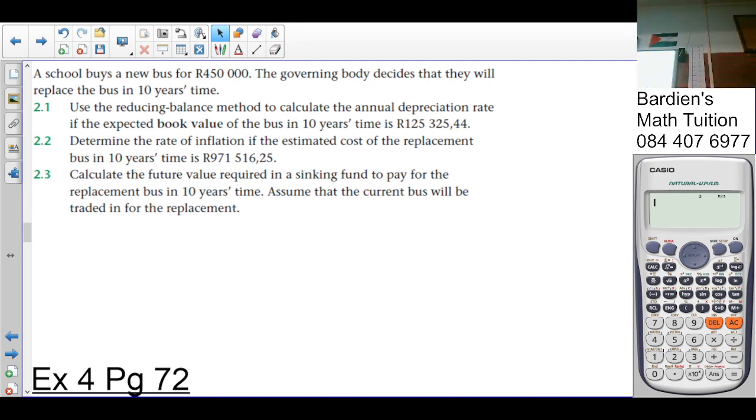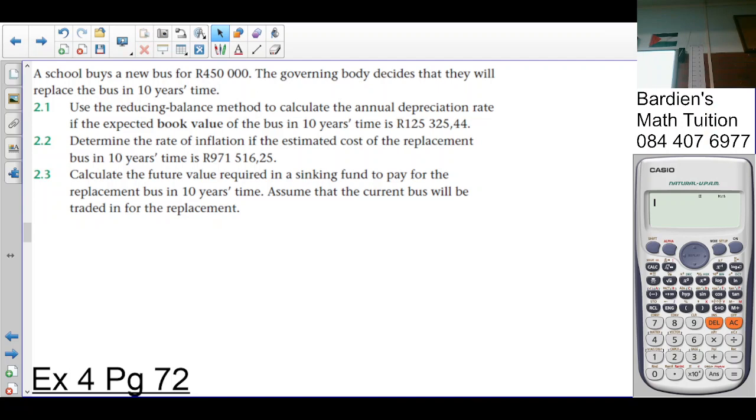Okay. So we are told that the school buys a new bus for 450,000 rand. The governing body decides that they will replace the bus in 10 years' time. Use a reducing balance method to calculate the annual depreciation rate if the expected book value of the bus in 10 years' time is 125,325 rand and 44 cents.